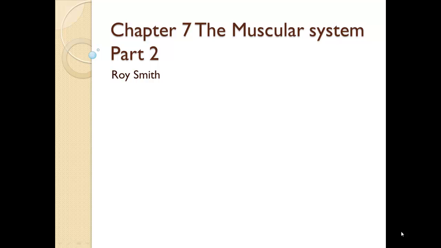Alright, this is going to be Chapter 7, the Muscular System, and this is going to be Part 2.